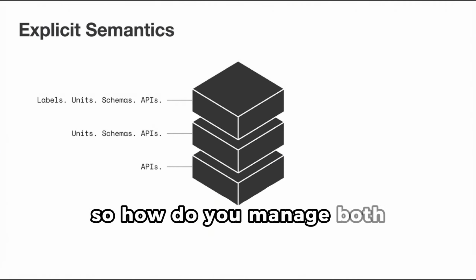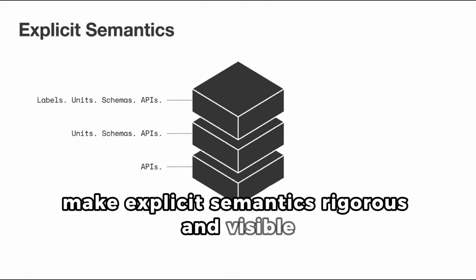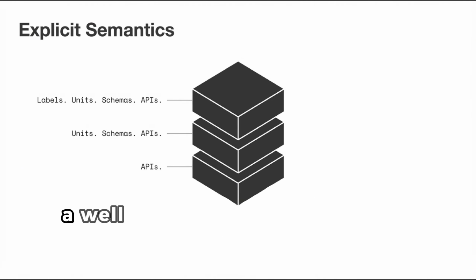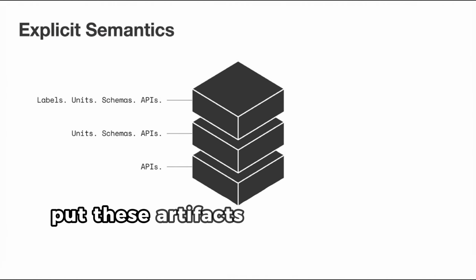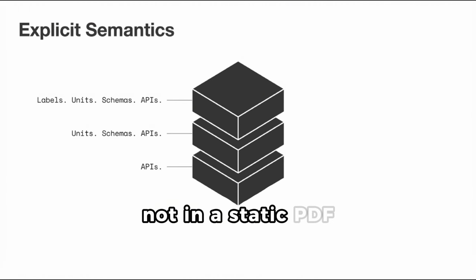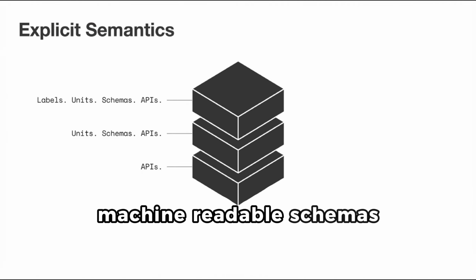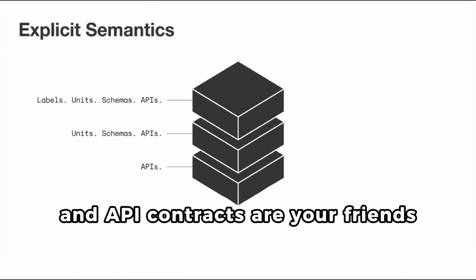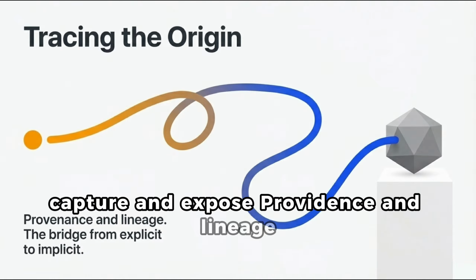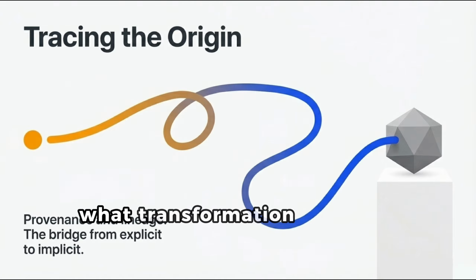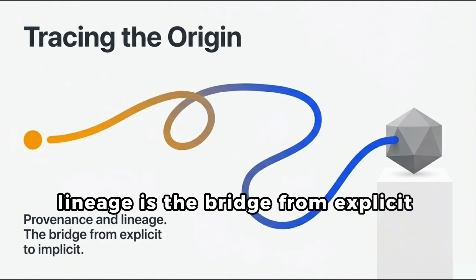So how do you manage both? Here are practical patterns I've seen work. Make explicit semantics rigorous and visible. That means a living schema, a well-maintained data dictionary, and codified units and enumerations. Put these artifacts close to the data, not in a static PDF, but in the system that produces or serves the data. Machine-readable schemas and API contracts are your friends because they let tooling block obvious mismatches. Capture and expose provenance and lineage. Who produced the data? What transformation steps ran? When and where did conversions happen? Lineage is the bridge from explicit to implicit.